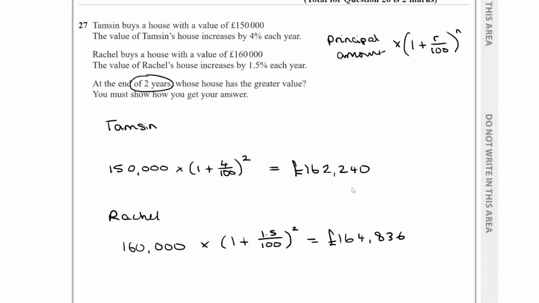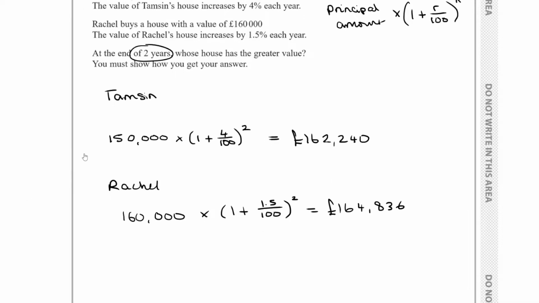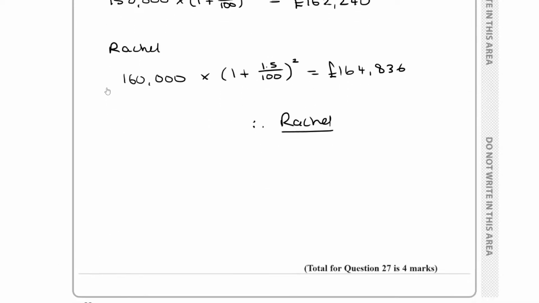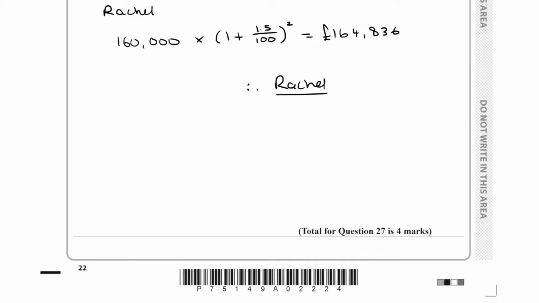So those are the values of their houses at the end of the 2 years. It says whose house has the greater value. We just look at the one that's bigger, right? So you have to make a decision. So it's obviously going to be Rachel, isn't it? Rachel. And that's 4 marks. There's obviously quite a few marks, that one.